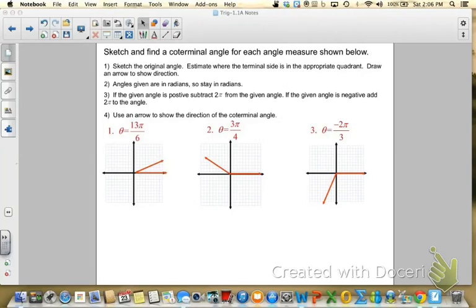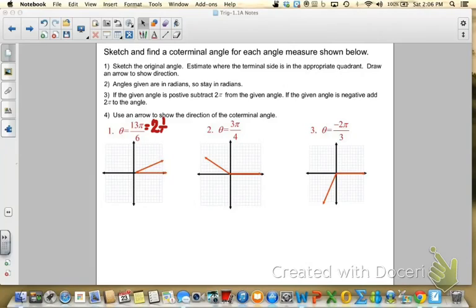They're in radians, so we're going to stay in radians. And remember, if we have a positive angle, we subtract 2 pi. We're thinking about opposites, going in the opposite direction to get the angle that is coterminal with it, meaning they have the same initial side and same terminal side. If it's a negative angle, we're going to add 2 pi, as in number 3, where we have the negative angle. Then we'll use an arrow to show the direction of the coterminal angle.